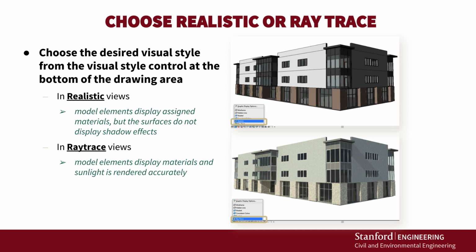Finally, let's look at the differences between realistic and ray trace views. Again, you choose the desired visual style from the Visual Style control that appears at the bottom of the drawing area. Realistic views display the materials that are assigned to each of the different surfaces, but the surfaces do not accurately display shadows. The surfaces are darkened depending on how the lighting is set in the model, but they don't actually accurately display shadows and sun effects.